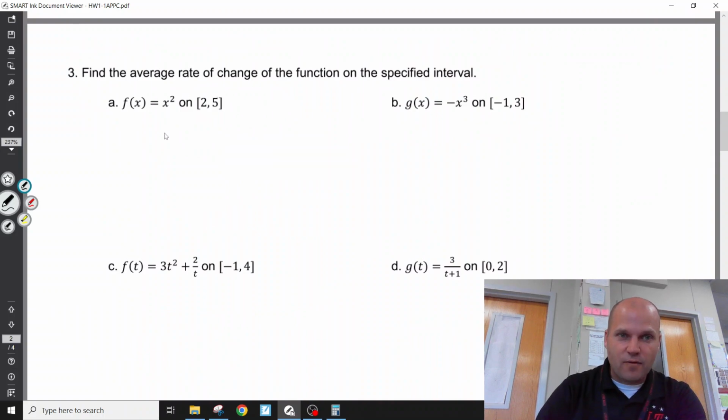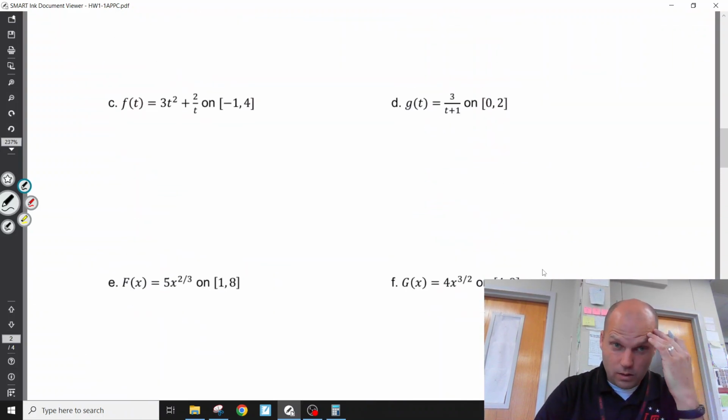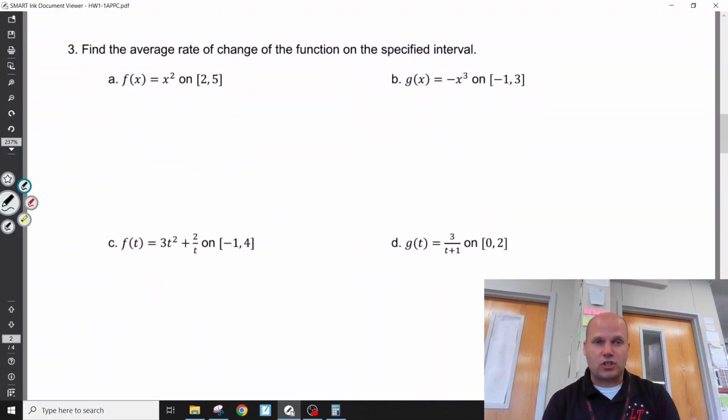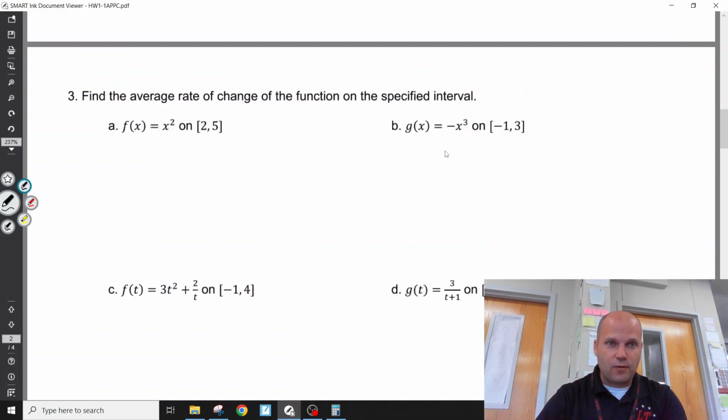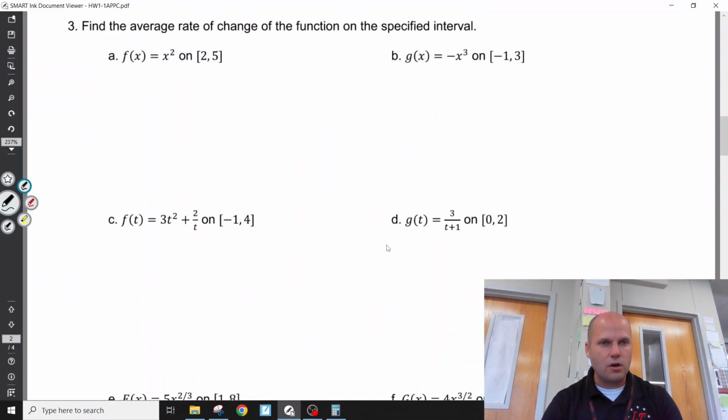All right, now we have equations, and we want to know how these equations are changing. Well, you're just going to be finding the slope between 2 points on this function. You don't need to create the entire graph. All you need is to say, okay, where did you start, where did you end, and find how the y's changed over the course of the interval of the x's.